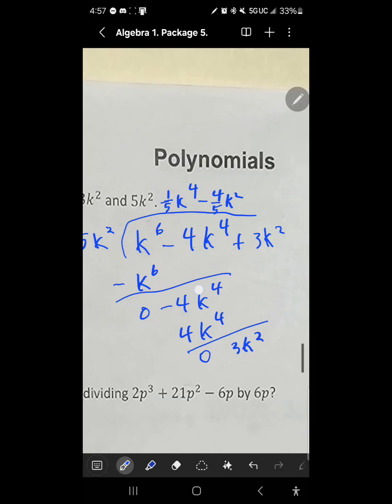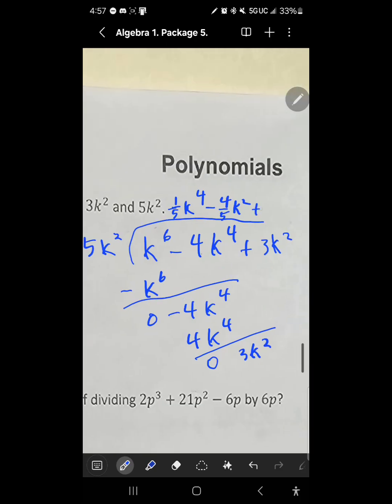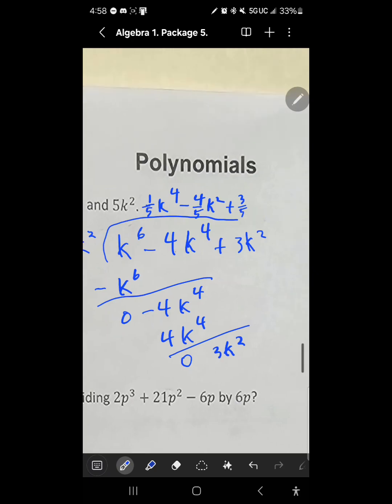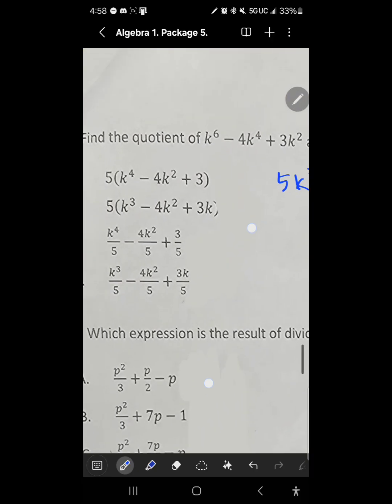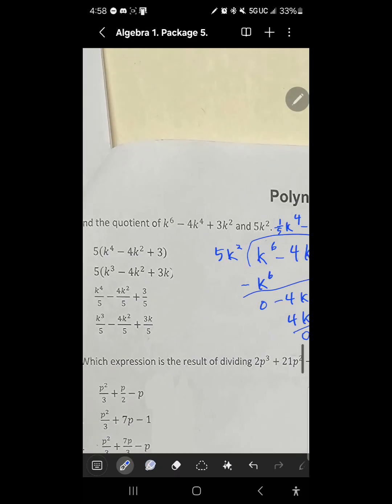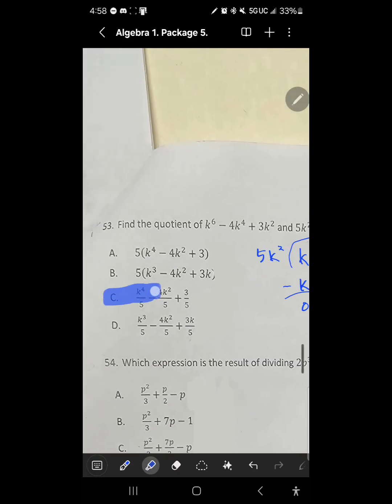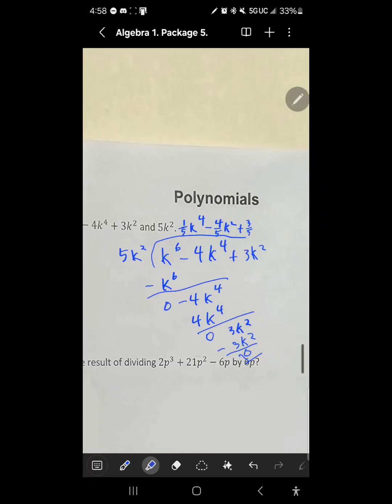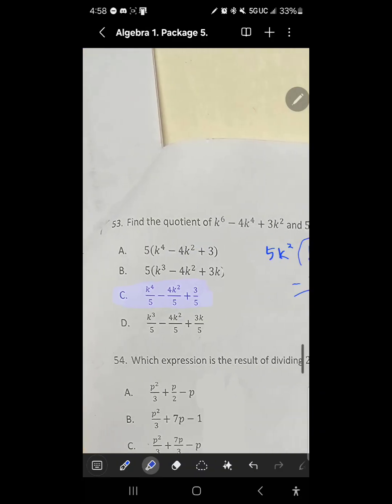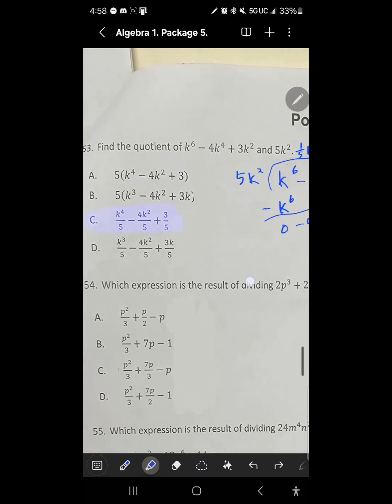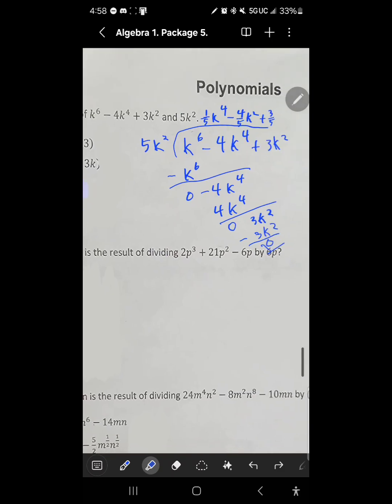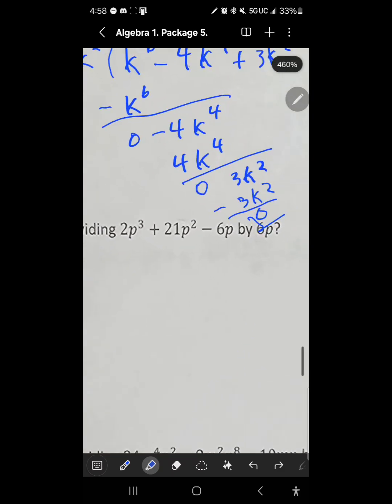3 divided by 5 is 3 over 5, positive, so 3 over 5. And then k2 divided by k2 is just 1, so we leave the k over 5 like that. And this equals 3k2, we add a negative sign, and this is 0. So it is k4 for k2 and 3 over 5, all of them over 5. So that's our answer.